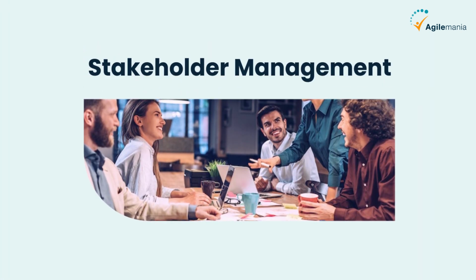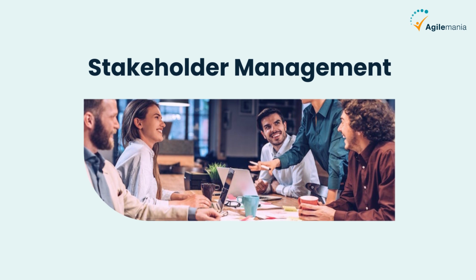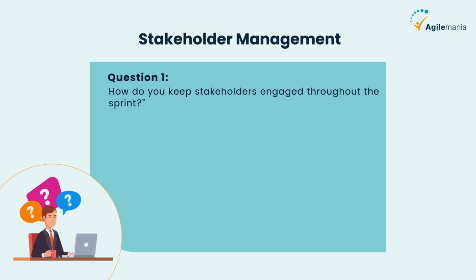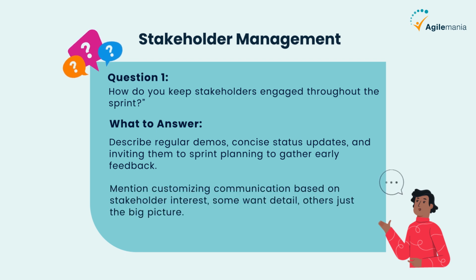Next category is stakeholder management. These questions test your ability to work with people outside your team. Question 1. How do you keep stakeholders engaged throughout the sprint? What to answer? Describe regular demos, concise status updates, and inviting them to sprint planning to gather early feedback. Mention customizing communication based on stakeholder interest. Some want detail, others just the big picture.